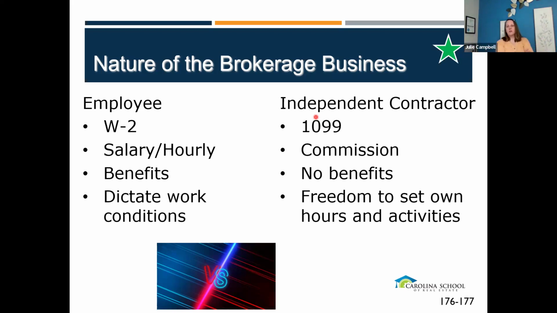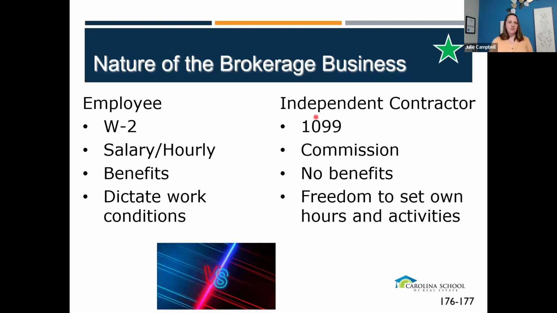An employee works salary, they're paid salary or hourly. An independent contractor is paid on a commission basis. Employees get benefits, independent contractors do not. The employer can dictate the working conditions of the employee. So they can say, I want you to punch in at 9, you take lunch at 12, and you leave at 5. That's an employee. Independent contractor, you come and go.